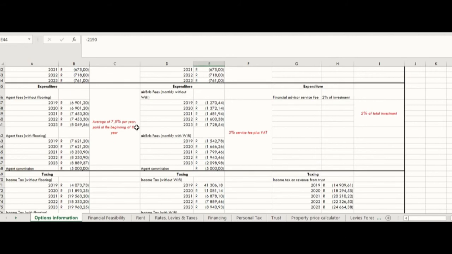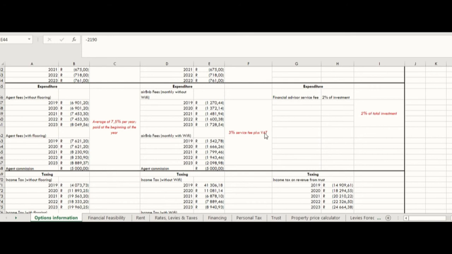Now we head to the expenditure part of this project. For option 1, the expenses are basically agent fees. This was found to be 7.5% per year, and I pay this at the beginning of each year. For option 3, I chose Airbnb since their information was more readily available.